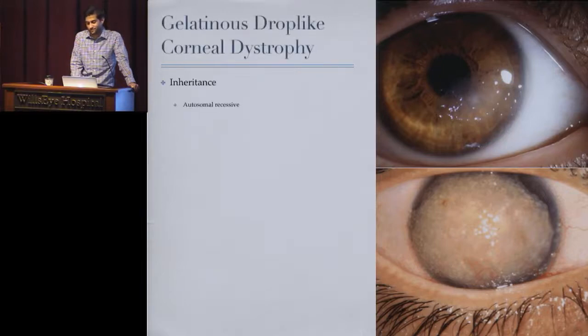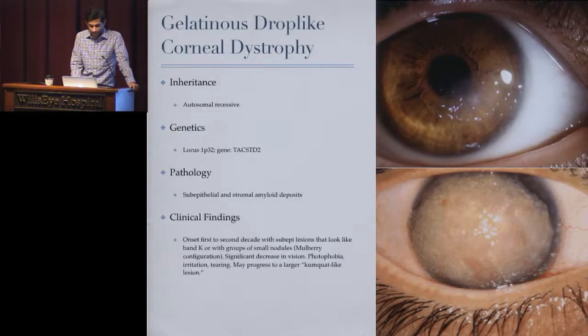It's recessive. So these deposits are amyloid. If you do this under polarized light, the whole cornea lights up green. The onset of this is first to second decade. Early on, it looks like Behnke, or I actually think that top right looks a lot like a Salzmann's nodule. But if you see something that looks like a bilateral Salzmann's nodule, I would think of gelatinous.